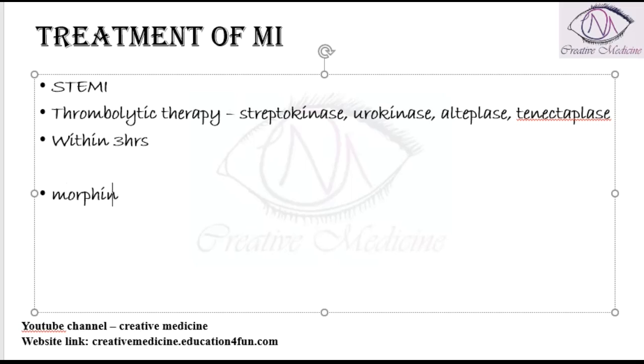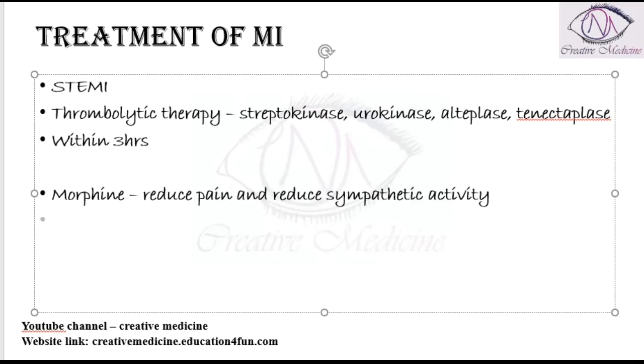Then morphine is given. Morphine is mainly given to reduce the pain and to reduce the anxiety. That is, morphine reduces the sympathetic activity and thus it reduces the anxiety. Then we can also give low dose of aspirin, mainly for its antiplatelet activity.